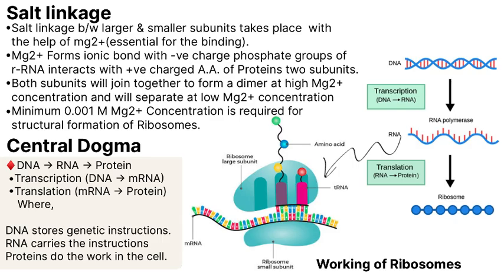And one more thing, the concentration of Mg+2 should always be higher in the cytoplasm of the cell. The minimum required concentration is 0.001 molar for structural formation of ribosomes. Below this concentration, the ribosomal subunits can be unstable and can tend to dissociate or separate. Let's understand this by their structures.